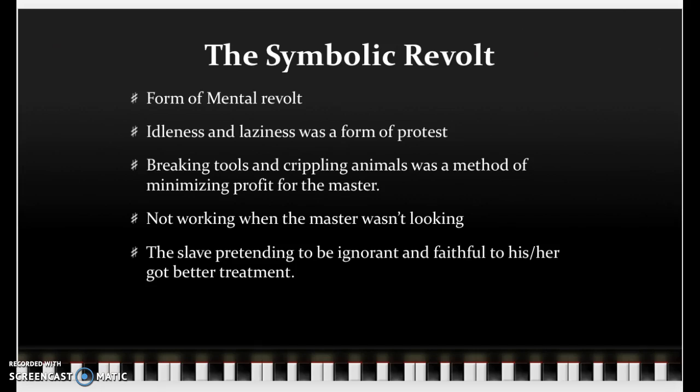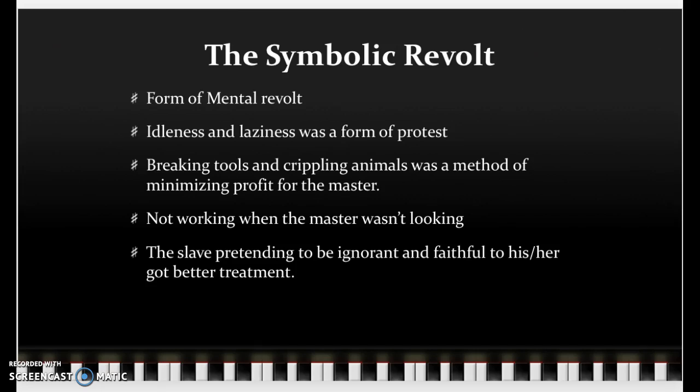Well, consider that the slave was using laziness, was using clumsiness as a form of revolt, as a form of mental revolt. If you break the tool, if you cripple the animal, it was a method of minimizing the profit of the master. If you break a tool, you can't use it. If you pretend to be lazy and unable to work because you are of low intelligence, then you're revolting against your master's ability to utilize your talents, to utilize your body, to utilize your industriousness. So not working was a form of revolt.